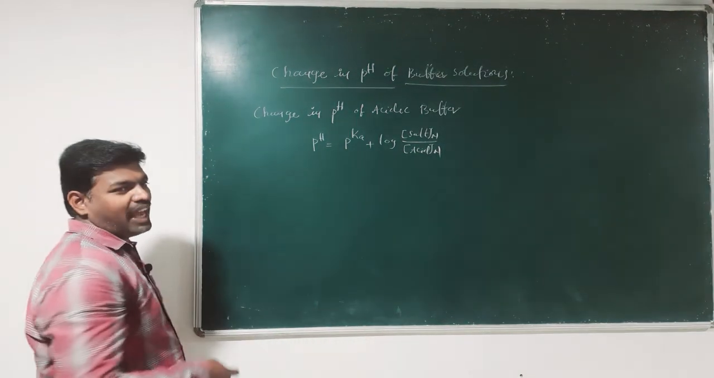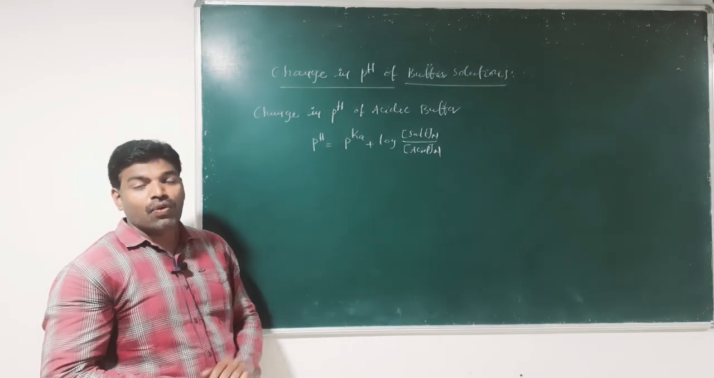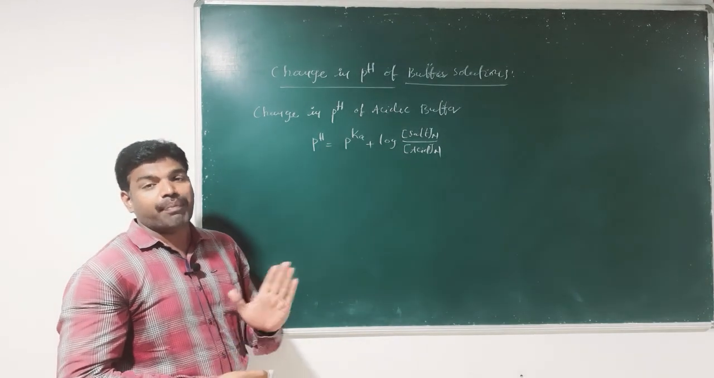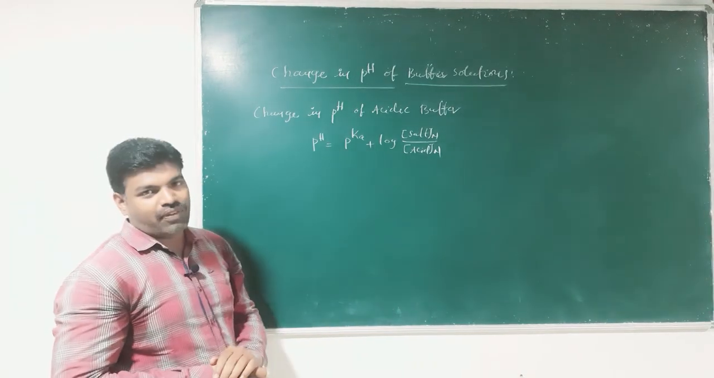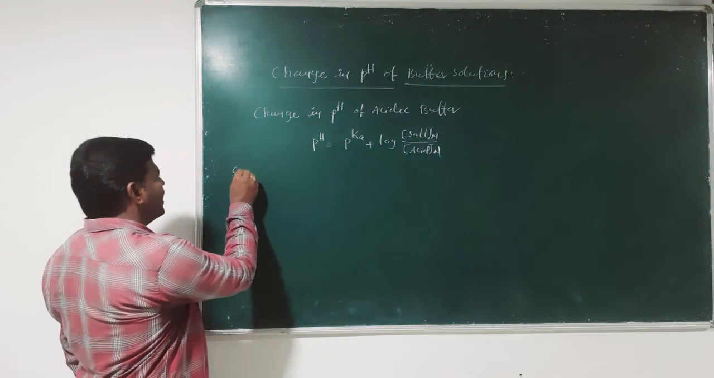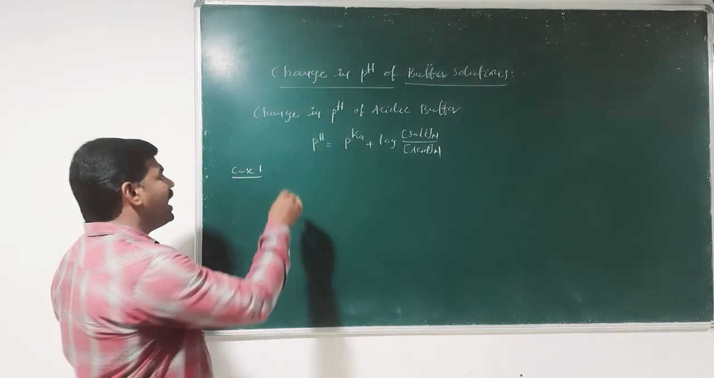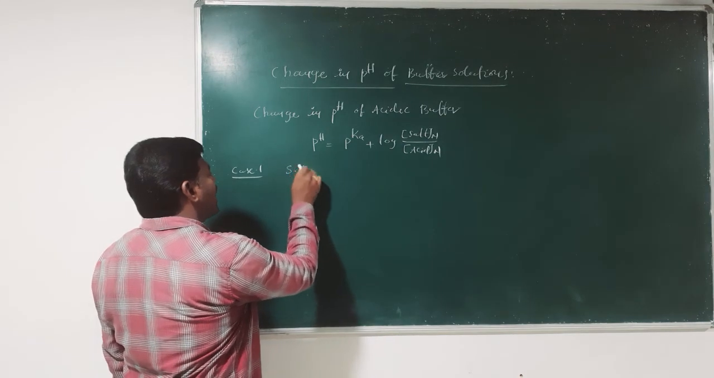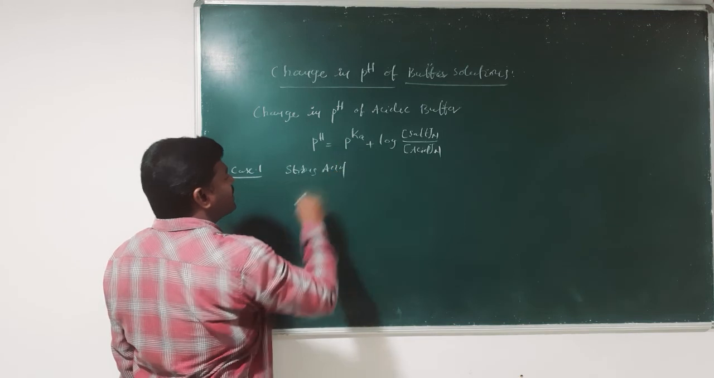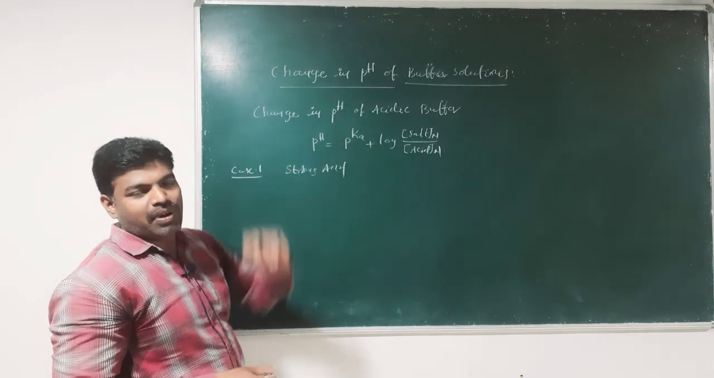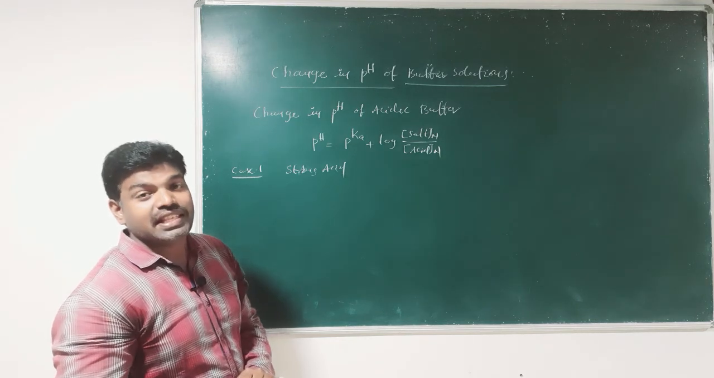Okay. So, what happens when we add acid? We shall see what would happen when we add strong acid to acidic buffer. So, case 1 is when we add strong acid to acidic buffer, what happens? What is the change in pH of an acidic buffer?